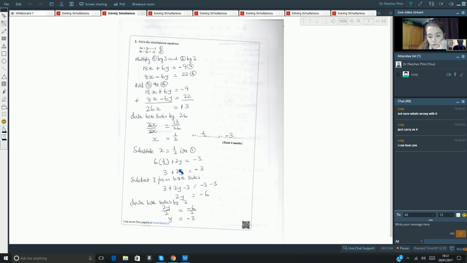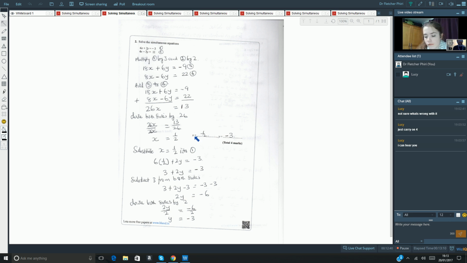I need to subtract 3 from both sides because I'm looking for y. Therefore, I'm going to have 3 plus 2y minus 3 is equal to minus 3 minus 3. And this side, this cancels with this. I have only got 2y. On this side, I have minus 3 minus 3 gives me minus 6. Therefore, what I need to do is to divide by 2 both sides to get y. So 2y over 2 is going to be equal to minus 6 divided by 2. That gives me y is equal to minus 3.